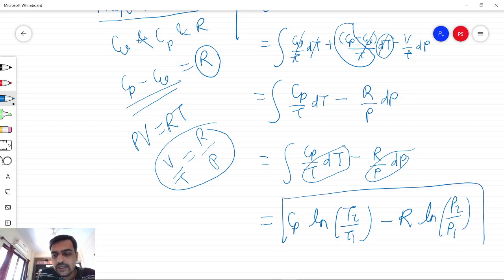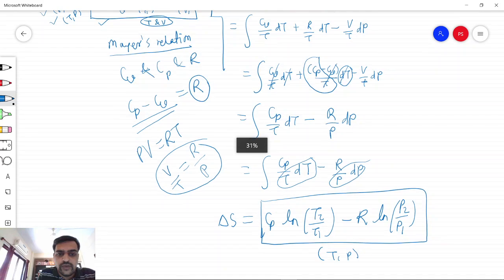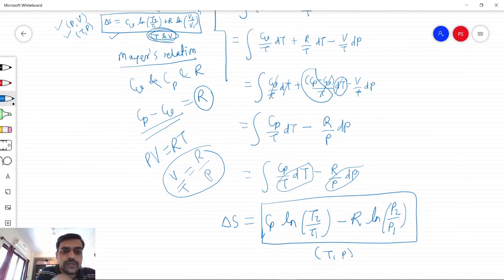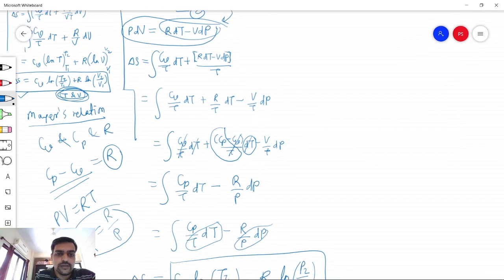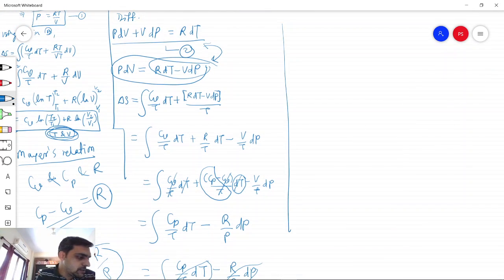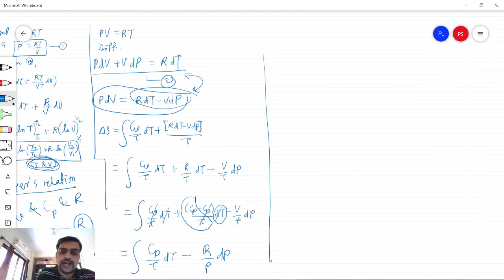So this is the same expression modified for variables temperature and pressure. Earlier we were discussing the variables temperature and volume. Now we have with us temperature and pressure, right? So now the last part remains, that we have to do it for the combination of variables pressure and volume. For that, again, we will begin with the ideal gas equation.